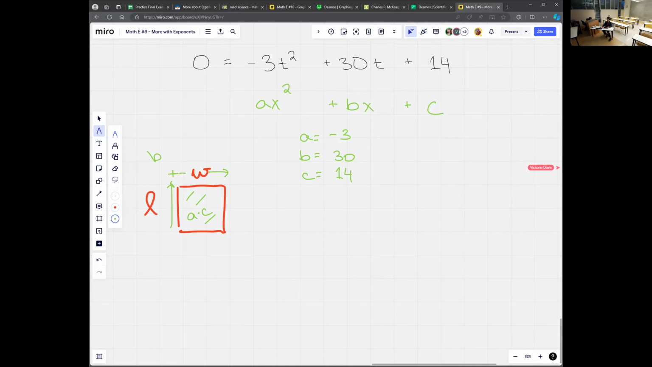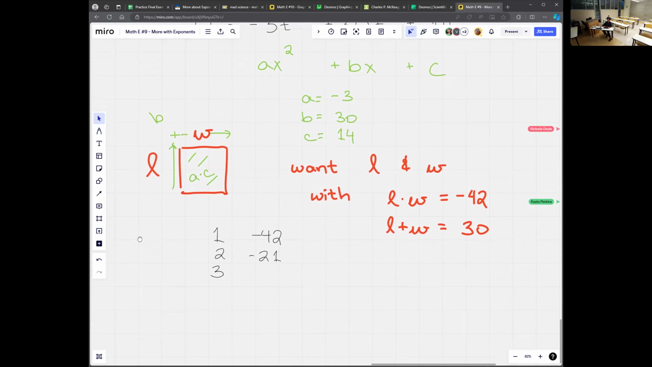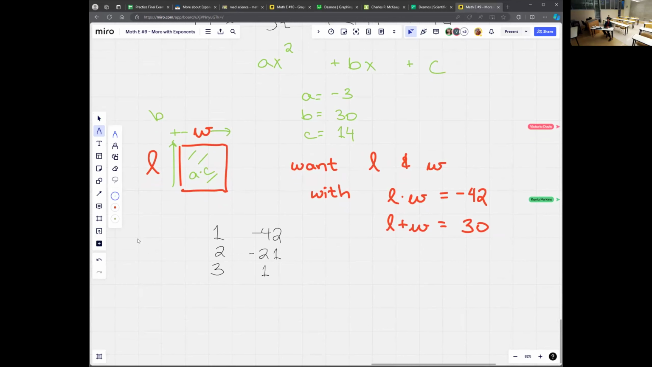Yep. So I want two numbers that multiply. A times C is 3 times -14, so -42. And when they add up, it's 30. So I'm just gonna start making a list. Well, 1 times 42. Is that gonna do anything nice? No. 2 times 21. Is that gonna do anything nice? No, that doesn't get me to 30. 3 times what? We just did that up above. 3 times 14. Doesn't add to 30.